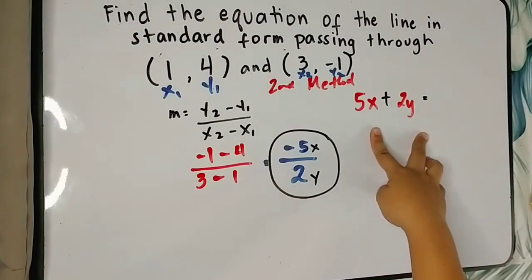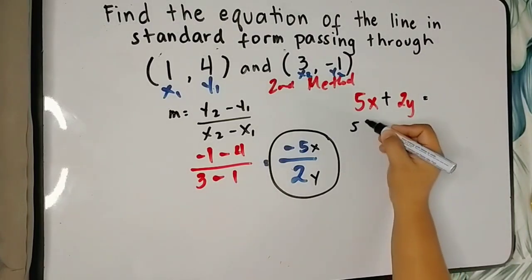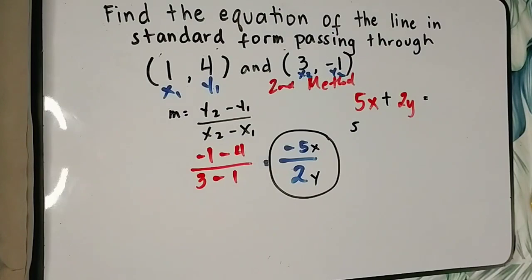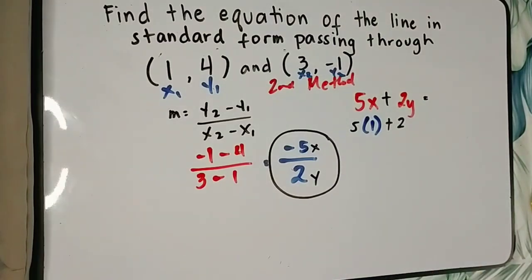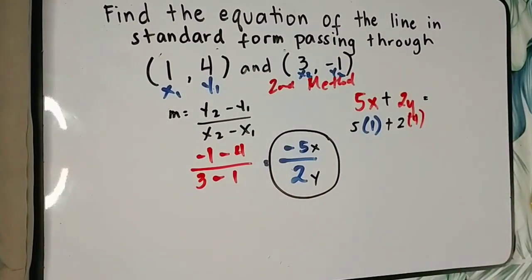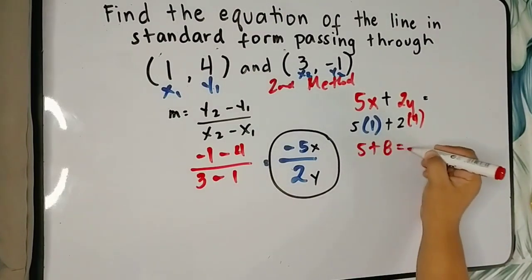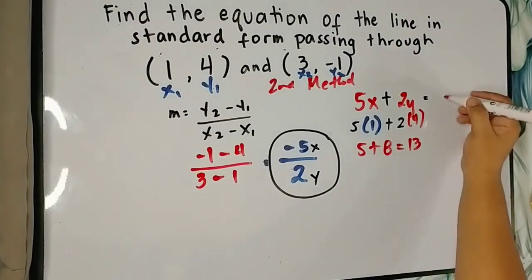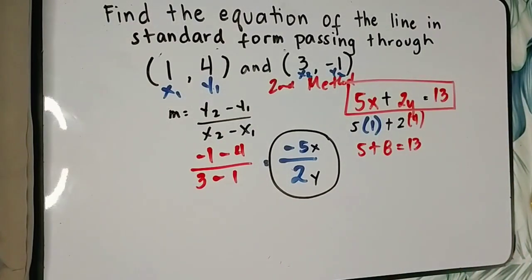So it's up to you if you're going to use 1, 4, and 3, negative 1. So let's say we're going to use 1, 4. So simply copy 5. Then substitute x with 1. Plus, copy 2. Then substitute y with 4. Then operate. So 5 times 1, 5. Plus 2 times 4, 8. So 5 plus 8, that is 13. So therefore, our equation is 5x plus 2y equals 13.